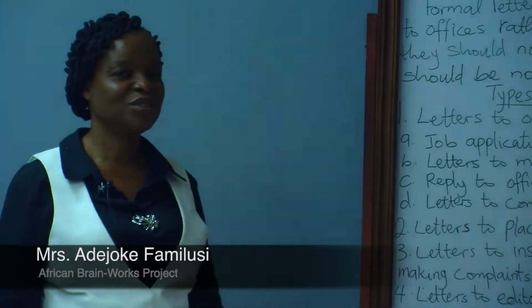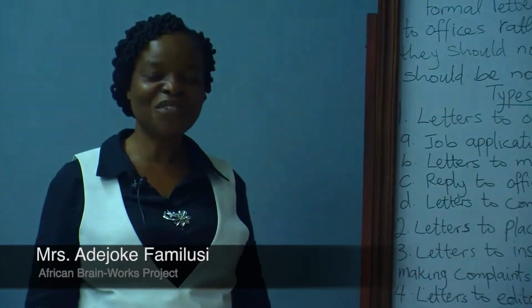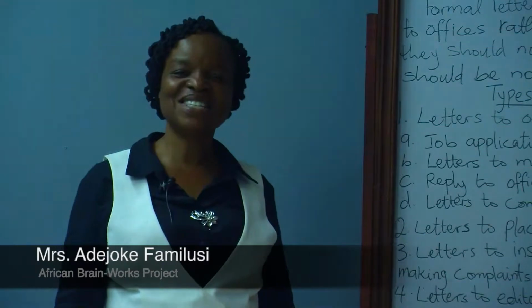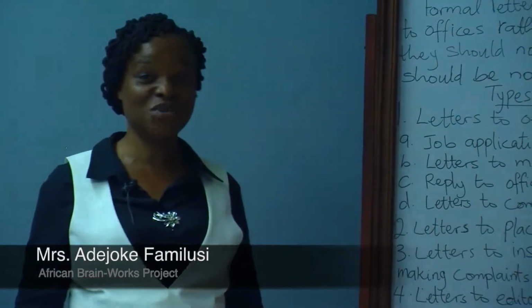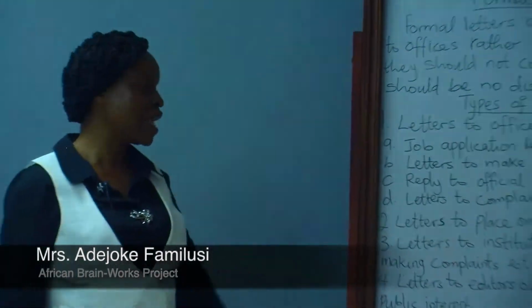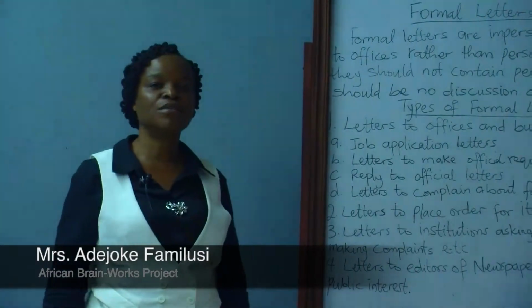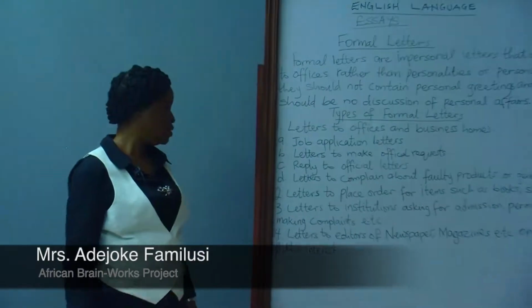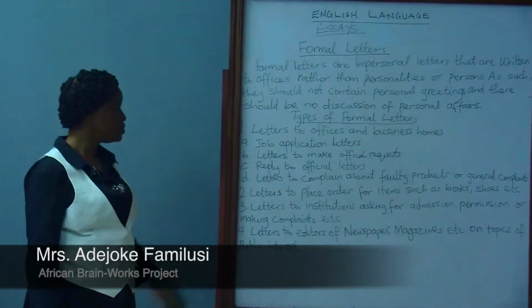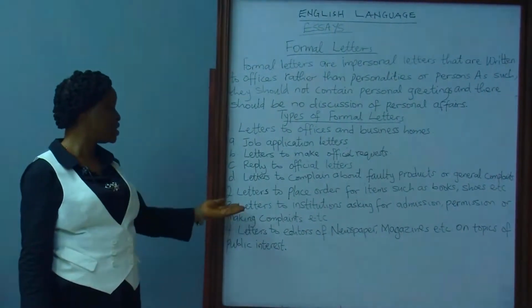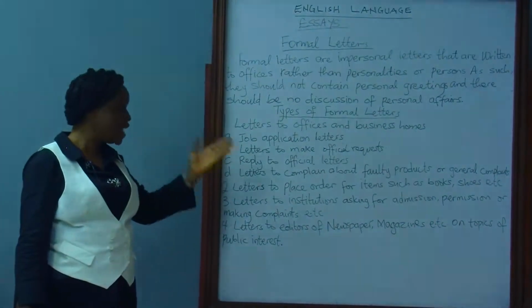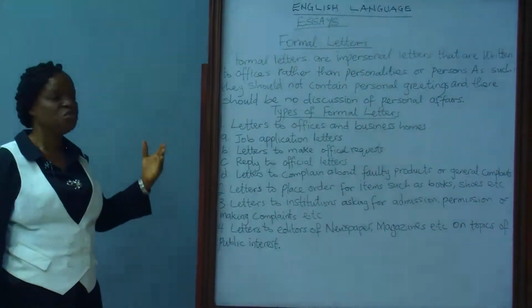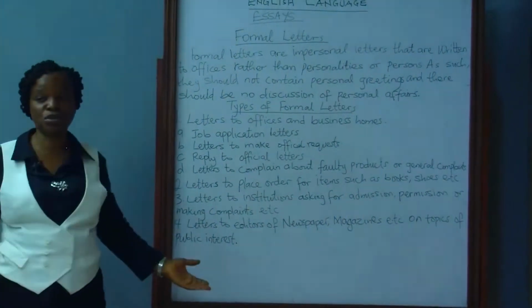And it was written. In fact, when I was writing, I was like, this will not see the light of day. But it did. It really did a lot. So for letters like that, you write an official letter, which is a formal letter, in that regard. Now, number 2 is you write letters to place orders for items, such as books, shoes.